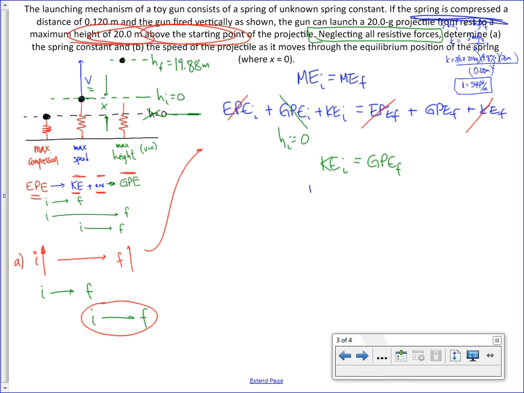So 1/2 m v initial squared equals m g h final. Why did I choose to do this way? Well, because then we can cancel the masses. If you use the EPE, there's no mass in EPE, so you can't cancel masses out. This just ends up being a simpler solution to the g h final.